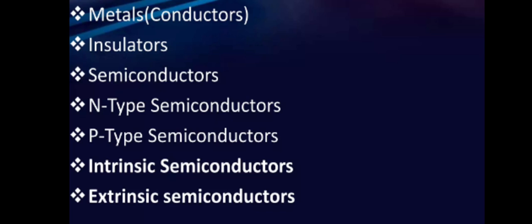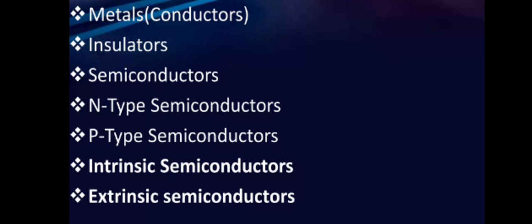In these properties, points included are metals, insulators, semiconductors, n-type semiconductors, p-type semiconductors, intrinsic semiconductors, extrinsic semiconductors. Metals means conductors which allow electricity to pass easily because they have free electrons. Metals are good conductors of electricity. We know that. For example, copper and aluminum. These metals are good conductors of electricity.